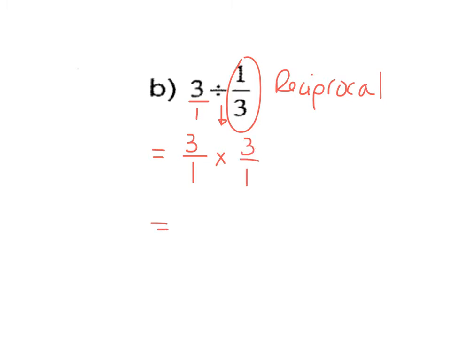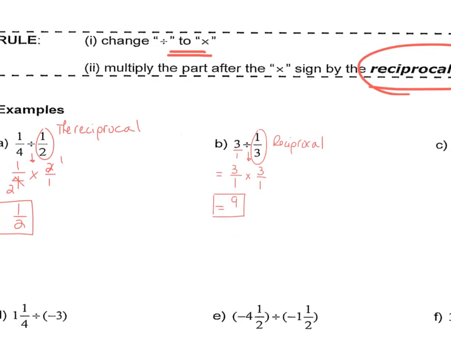And then we do our multiplication like before. 3 times 3 is 9. 1 times 1 is 1, but we don't need to write the 1 underneath. So that would be our final answer there. And it makes sense. We have 3. How many 1/3 are there in 3? Well, there's 3 1/3 in each one, and so we have 3 of them, and that's 9.